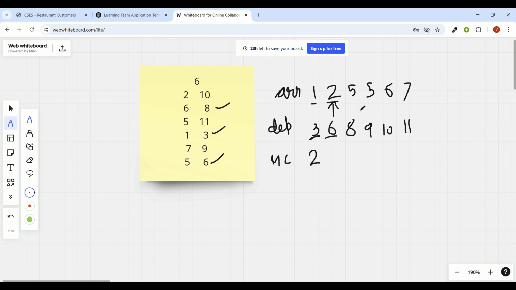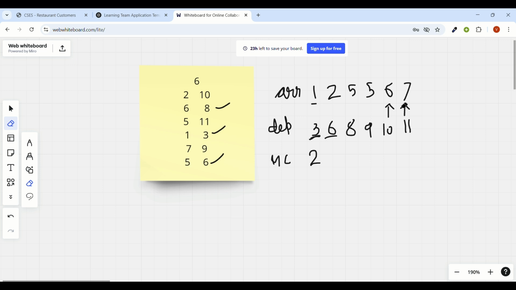Then after that, we will find the upper bound for 6. For 6, the upper bound would be 5. Sorry, for the 6, the upper bound would be 7. So this is the first customer who arrived after the departure of this customer who is departing at 6. So if we decrement our iterator by 1, we will get the last customer who arrived before the departure of this customer.